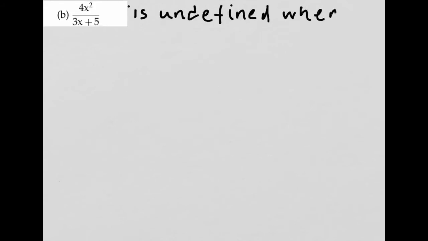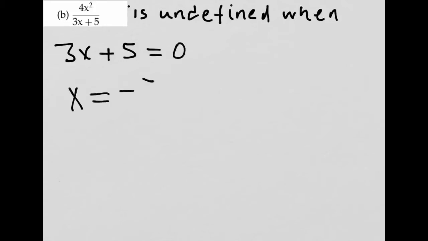Moving on to the next example, when is 4x squared over 3x plus 5 undefined? Well, this is undefined when 3x plus 5 equals 0. Well, when is 3x plus 5 equals 0? Precisely when x is minus 5/3. So the rational expression 4x squared over 3x plus 5 is undefined only at the number minus 5/3.